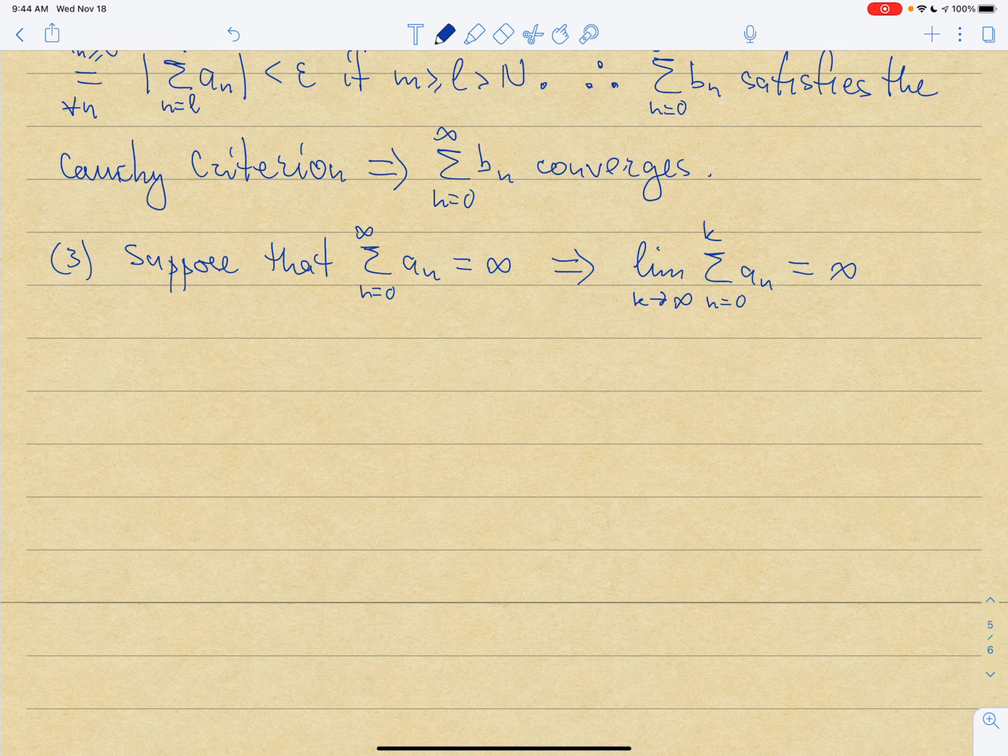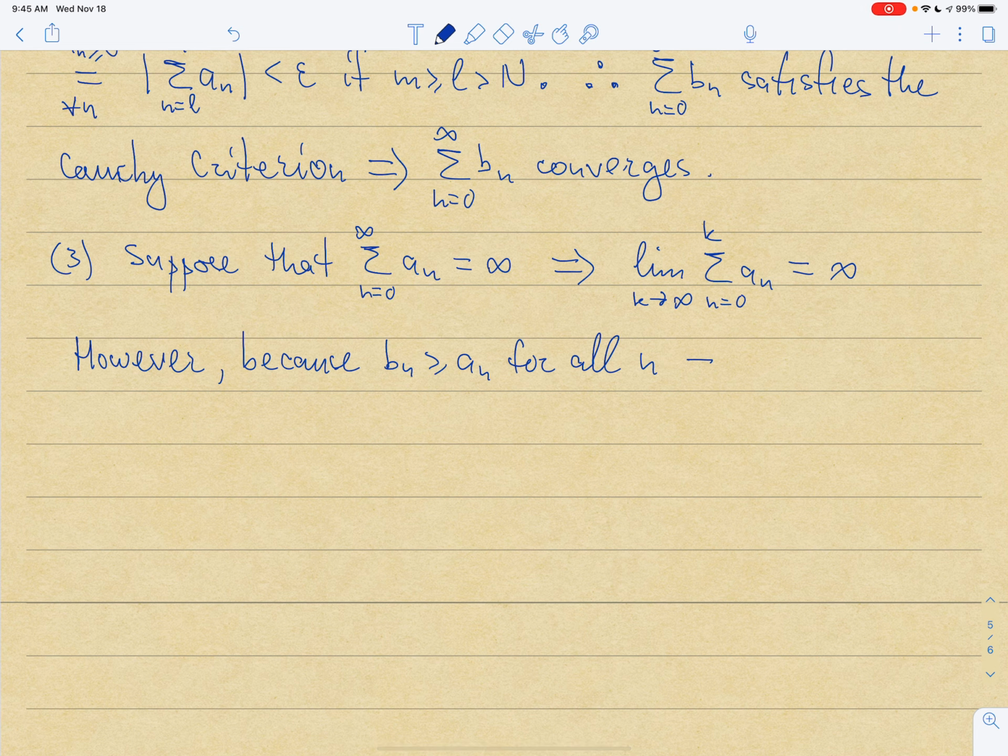Okay, so on the other hand, because Bn is greater or equal than An for all n, right? It follows from this that the sum n from 0 to k of An must be less or equal than the corresponding sum of Bn's, right? Because each individual Bn is larger than a corresponding An.